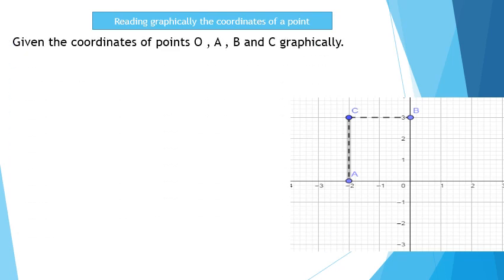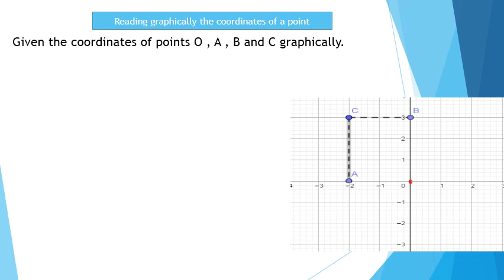How to read graphically the coordinates of a point? Give the coordinates of points O, A, B, and C graphically. Here is point O. O has an abscissa 0 and ordinate 0. So the coordinates of O is (0, 0).